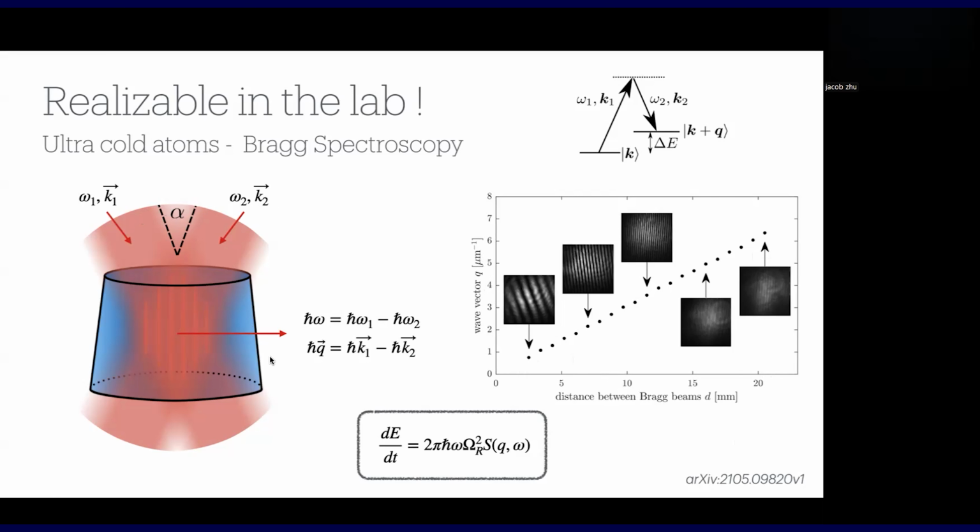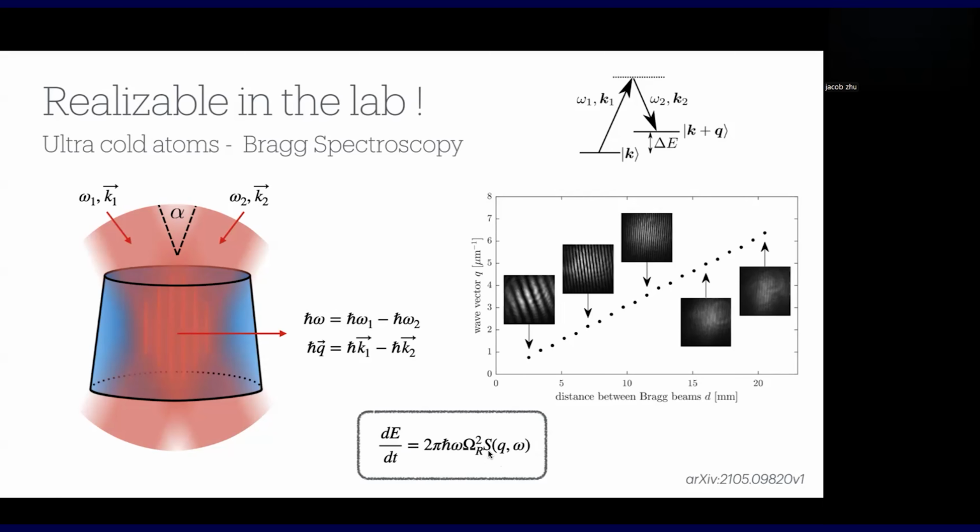fluctuations. So the question is, what is the probability to excite the system at a certain energy omega and momentum q? You cannot excite the system in any combination. You really need to probe the excitation spectrum. And this probability, by Fermi's golden rule, is proportional to this function S that we call the dynamic structure factor. This dynamic structure factor is related to the heating rate. Since you give energy to the system, you have a non-trivial heating rate, and they can really extract the dynamic structure factor from this heating rate.